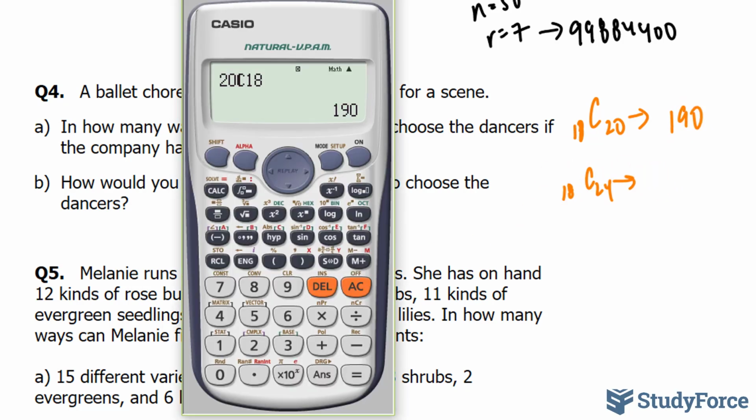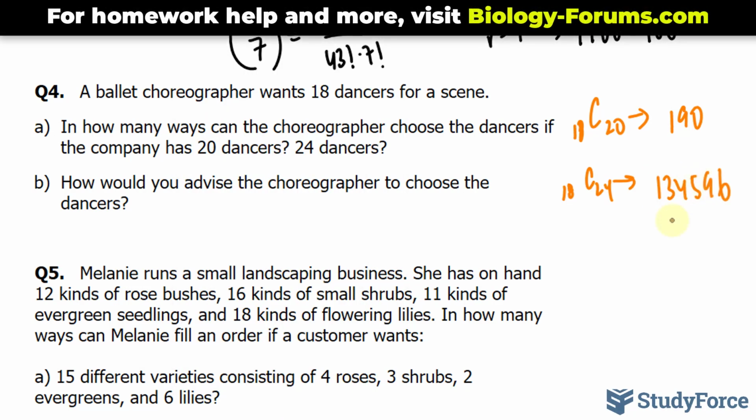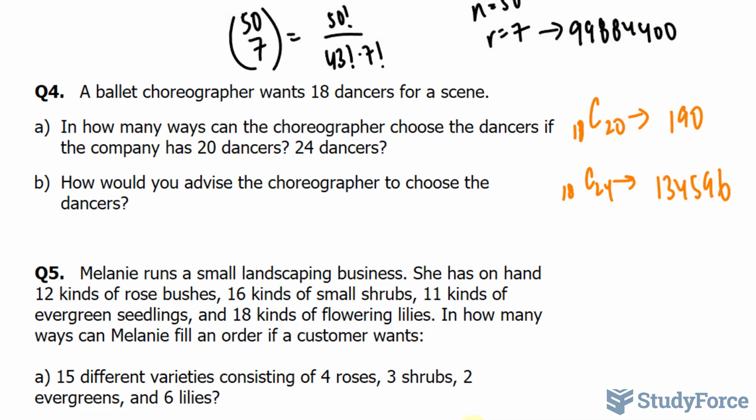And for this, we have this number becoming 24. And that number jumps to 134,596. So let's interpret this. The choreographer could choose from 190 different combinations of the 20 dancers, and when n is increased to 24, with 4 additional dancers, the choreographer can now have a choice of 134,596 combinations. In question B, we're asked, how would you advise the choreographer to choose the dancers?